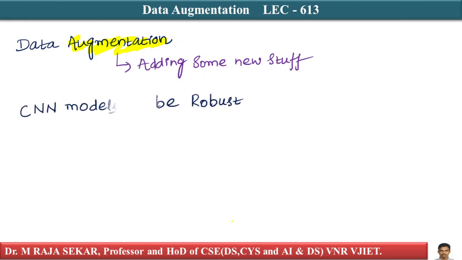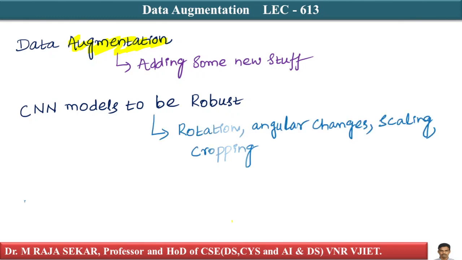Data augmentation, the word augmentation basically means adding some new stuff. In a lot of visual tasks, you want your models, your convolutional models, CNN models, to be robust to things like rotation or angular changes or scale or cropping of images, etc.